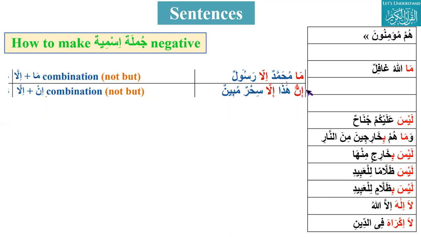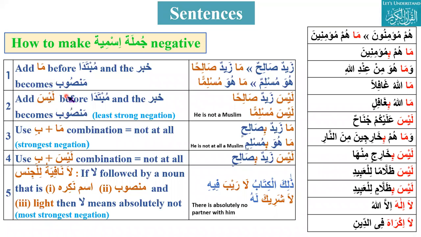Like here, ma Muhammadun illa Rasulun. Muhammad sallallahu alaihi wasallam is not but a Rasul, a messenger. Similarly, in haza illa sihrun mubin. This in plus illa is a very important combination, and I think we will also see it in the second part of class today. The in plus illa combination is used for jumla ismiya, to make it negative, not but.